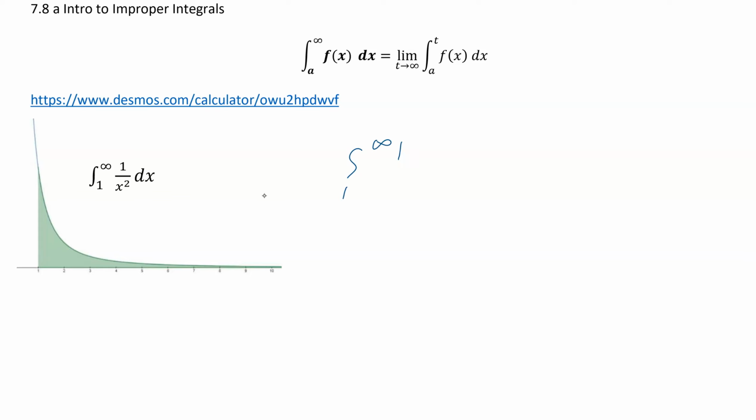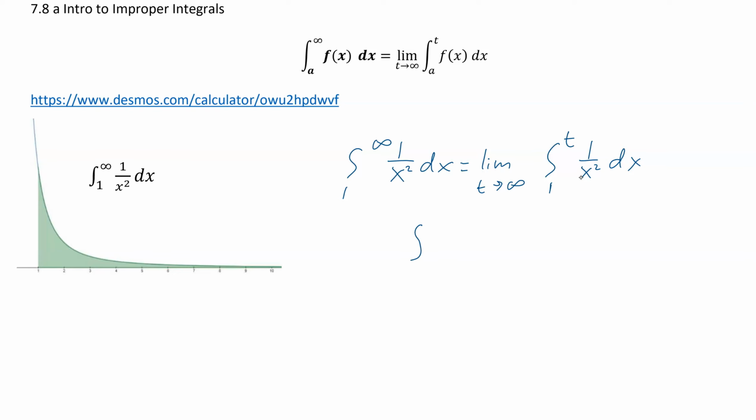The integral from 1 to infinity would equal the limit as t approaches infinity. And then, like I said, our a here is 1. And then we put a t up there, 1 over x squared dx, like that. So all you're going to do is take the infinity, replace it with a t, and then say the limit as t approaches infinity. And then now what we want to do is integrate this, and then we'll plug in the t and the 1 and take the limit.